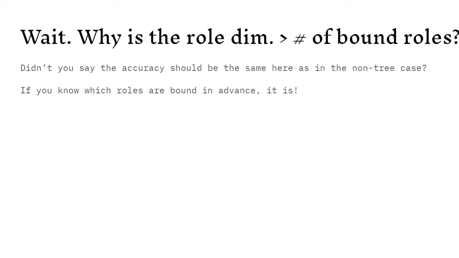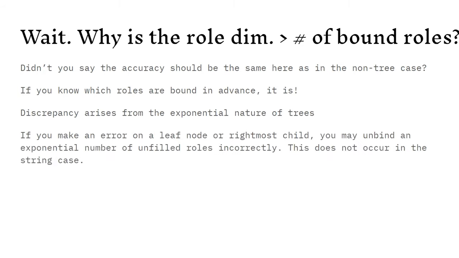Well, this was driving me crazy too. Turns out if you know which roles are bound in advance, it is the same. So the discrepancies arise from the exponential nature of trees, in that when you make a mistake unbinding, say, a leaf node, you then are looking at noise of unbinding that's not random whether or not it's actually going to tell you that it's a leaf node, an epsilon marked node, to stop unbinding. And consequently, if you make a mistake there, suddenly you've unbound an exponentially growing number of nodes and you have to hope it stops. So this doesn't occur in the string case, because every time you mess up, it only introduces one new thing rather than two or three.